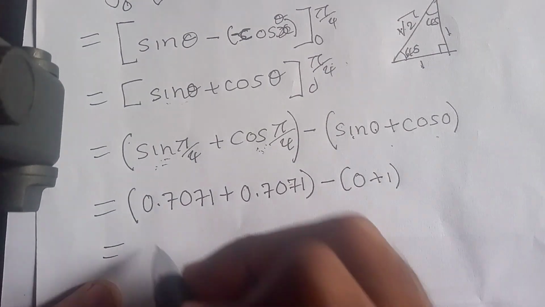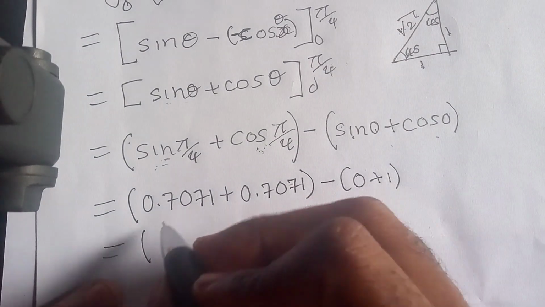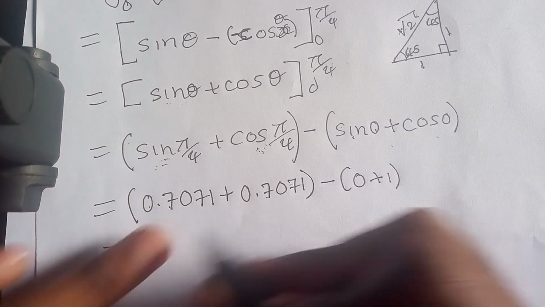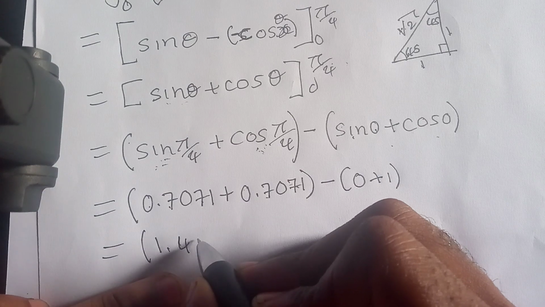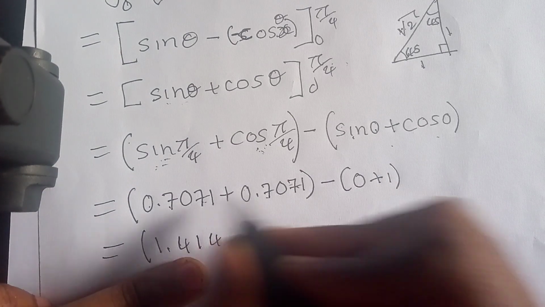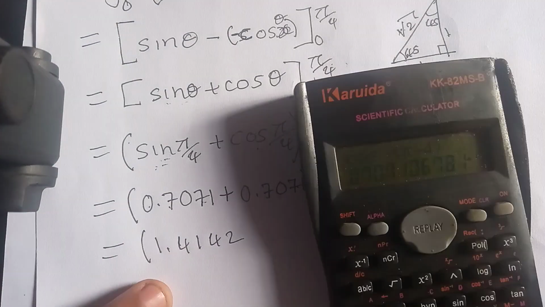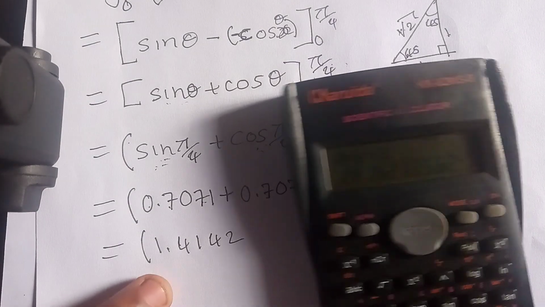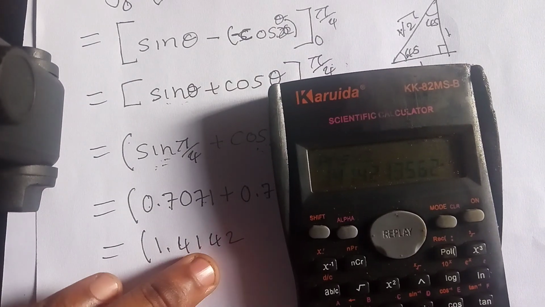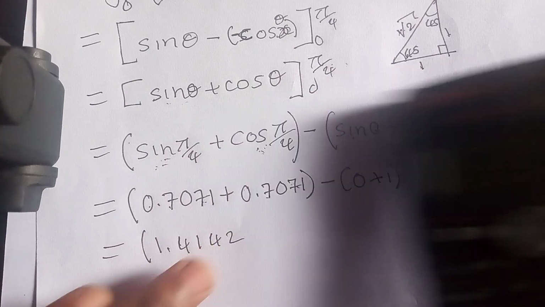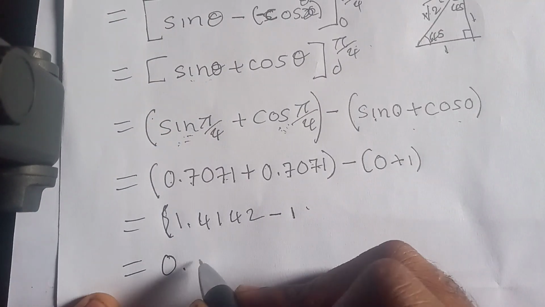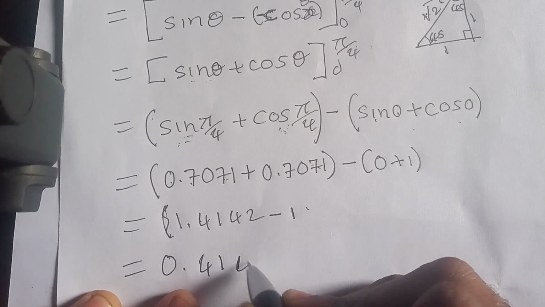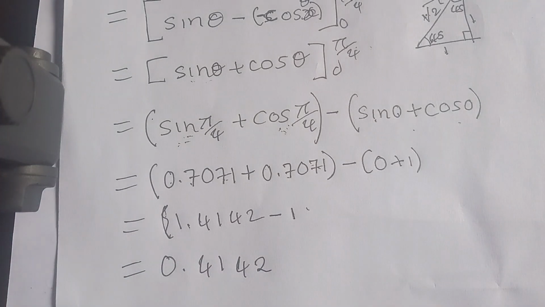And then when we add these, we get something like 0.7 plus 0.7, which is 1.414, yes. Then minus 1. So when we subtract this, we get this as our area. So we can end here.